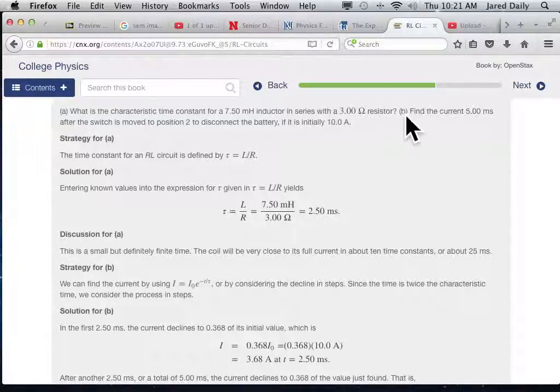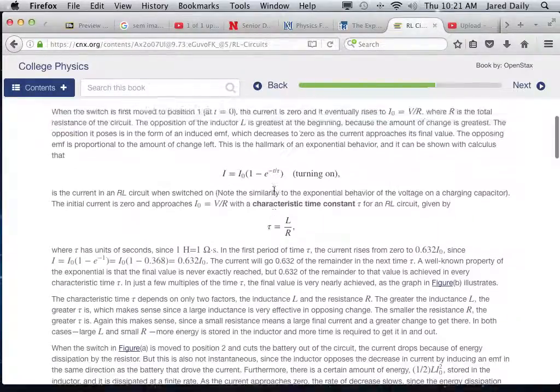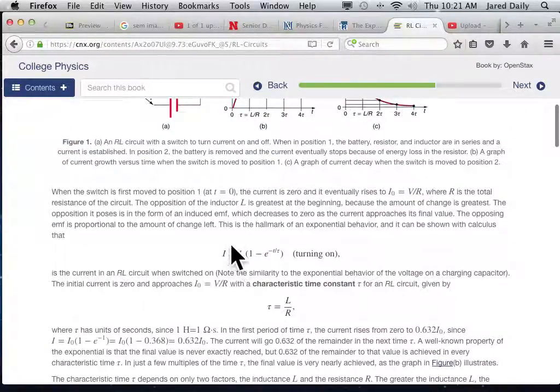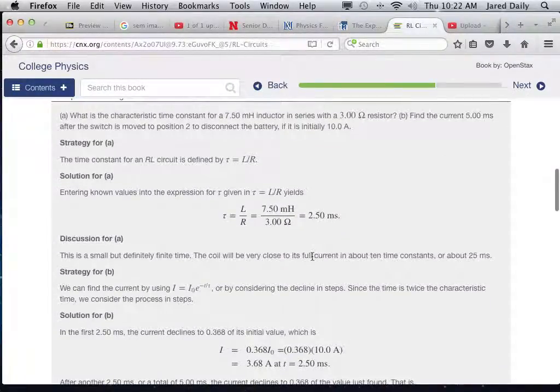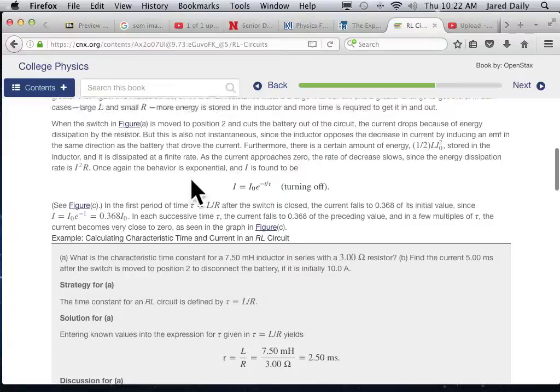And we want to find the current 5 milliseconds after the switch is disconnected from the battery and connected to the other wire. And then they tell us the initial current is 10 amps. Now that initial current in the equation is I0. The final current at the time that you've specified is I. We want the turning off equation, which is this equation.